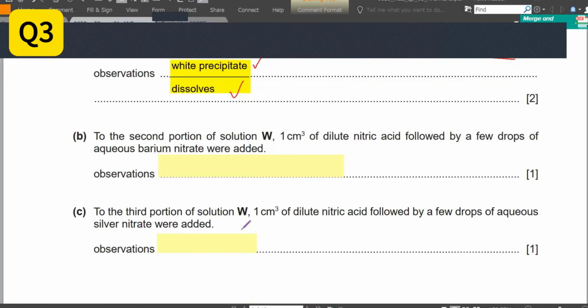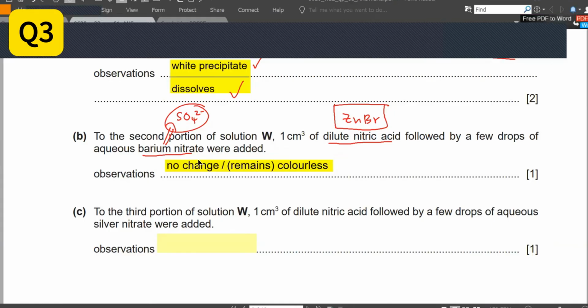The second portion, we add nitric acid and barium nitrate. We know this is a test for sulfate. Here we do not have sulfate, so for this test we expect no change. No reaction happens. And then the third portion, we add dilute nitric acid and then silver nitrate.